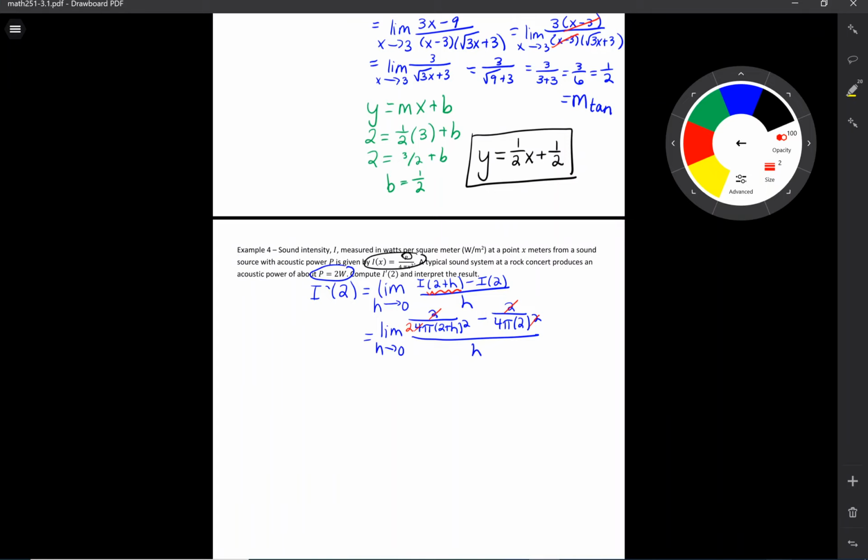So let's go off to the side here. Right now I have 1 over 2 pi times 2 plus h squared. And this equals 1 over 2 pi. If I FOIL this out, I get 4 plus 4h plus h squared. So I am left with 1, if I FOIL this out again, I get 1 over 8 pi plus 8 pi h plus 2 pi h squared.